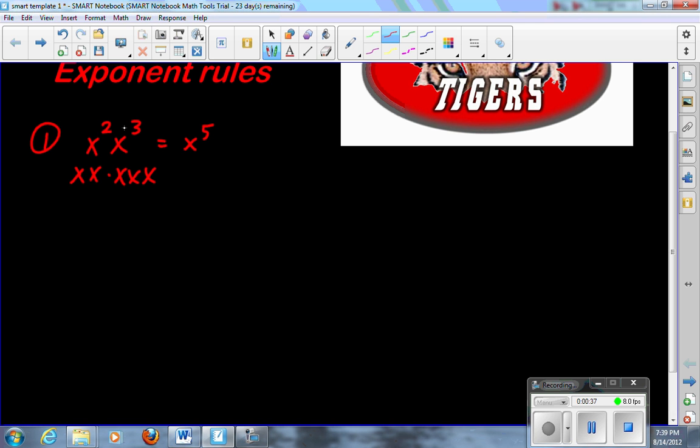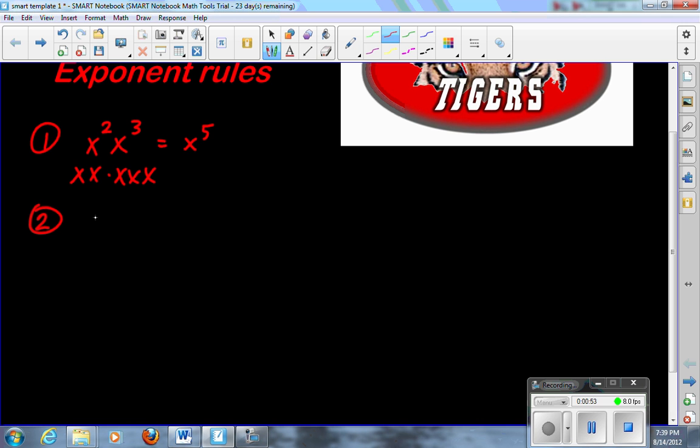So the first rule is when you're multiplying, you add all these, except nobody likes to write it like this. That's why we use the shorthand, which is exponents. So when you're multiplying, you add these two numbers and that becomes your new exponent. So that one's pretty easy.